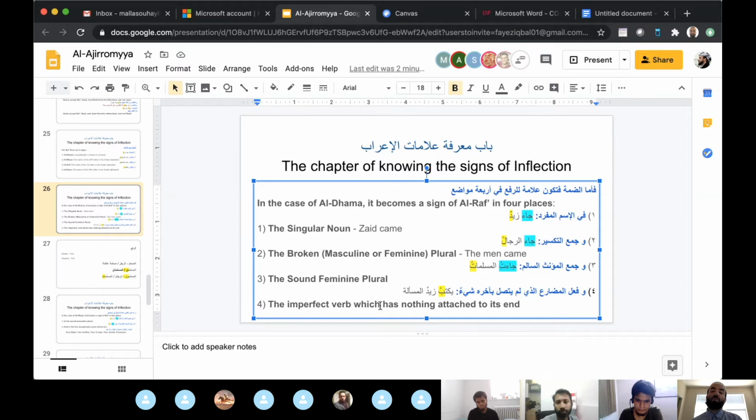Now the fourth place is the imperfect verb, which has nothing attached to its end. What do we mean by the fourth place? Meaning the fourth place where dhamma becomes a sign of rafa. Basically the imperfect verb is like the present or future tense verb, right? For example, the example that I have here, يكتب زيد المسألة. Zayd is writing the matter. Now here, do you guys see how there's a dhamma on top of yaktubu?